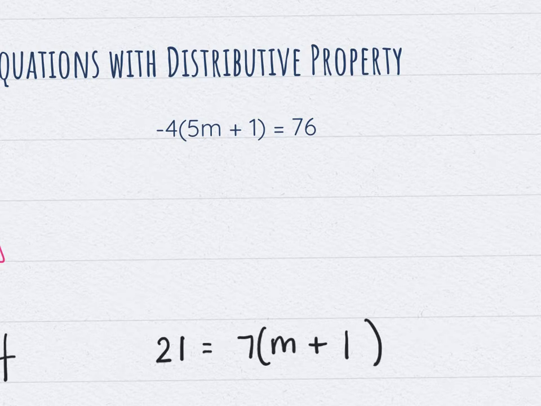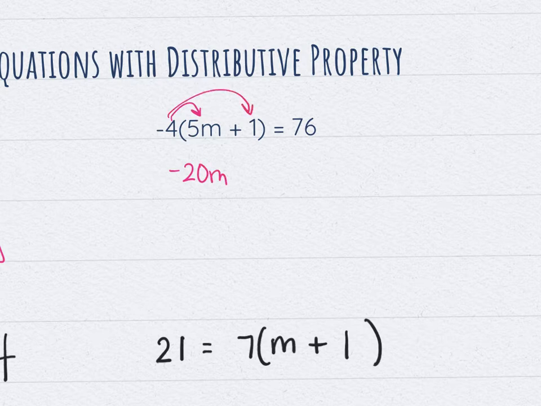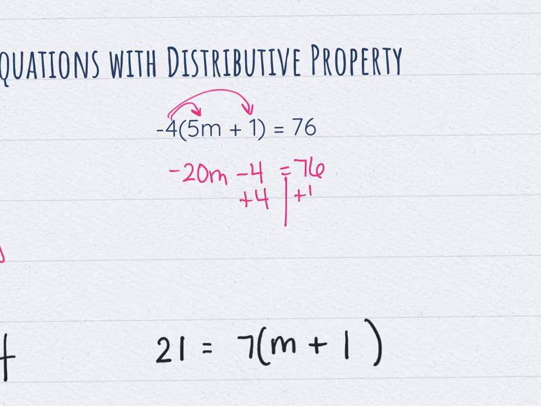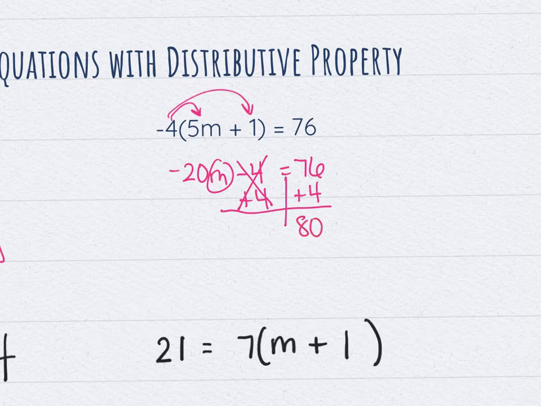Next one, distribute the negative 4 to the 5m, you get negative 20m. Negative 4 times 1, you get minus 4, and that equals 76. From there, you can add 4. And again, we're adding 4 because we're getting rid of that constant. We want 0 there so that we're on the way to getting the variable alone. So 76 plus 4 is equal to 80.